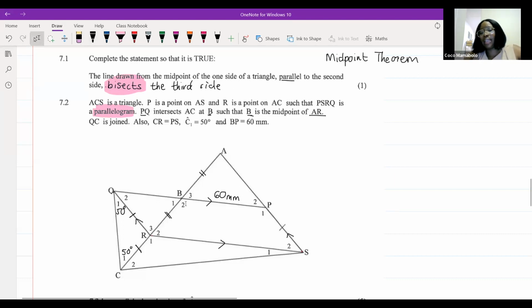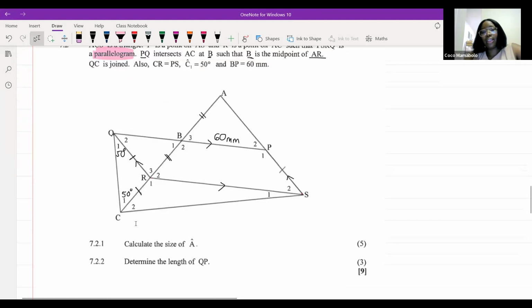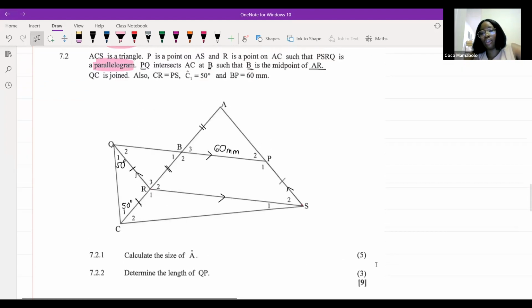Right. Let's get to the questions now. They're saying, calculate the size of angle A. It's a lot of work. This is the only question we're going to do, otherwise we're going to run out of time because there's only 6 minutes left. We're not going to do 7.2.2. I'm going to leave that to you guys to go and try.